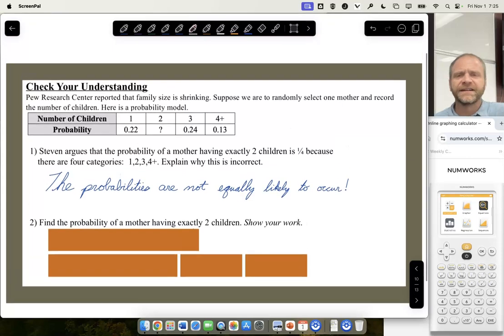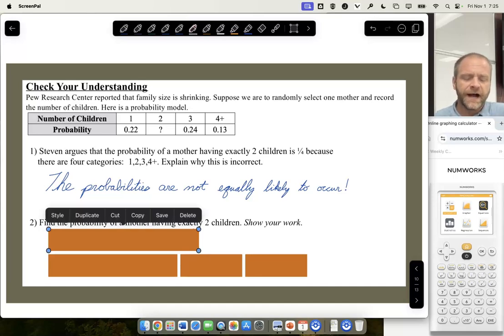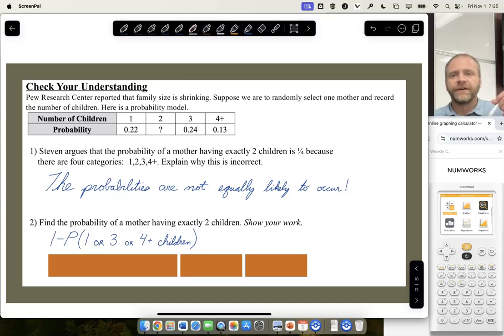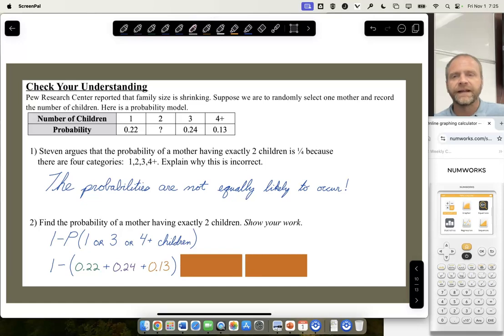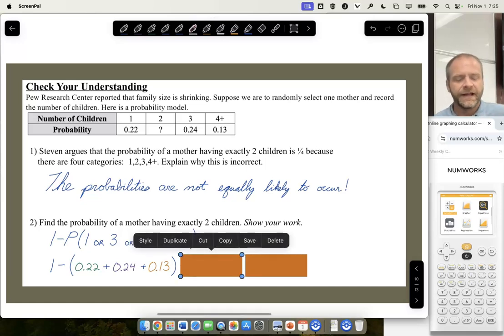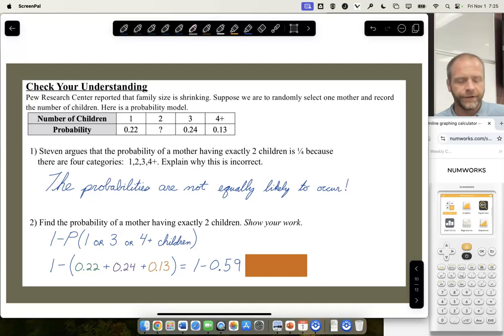Now find the probability of having exactly 2 children. Show your work. And now in that case, I need to use the idea of what a legitimate probability model is. I'm going to realize that the whole table in that probability should add up to 1. So I'm going to take my 0.22 plus my 0.24 plus my 0.13. I'm going to add them together, and then I'm going to subtract that from 1. And so there is a 0.41 probability of having exactly 2 children.